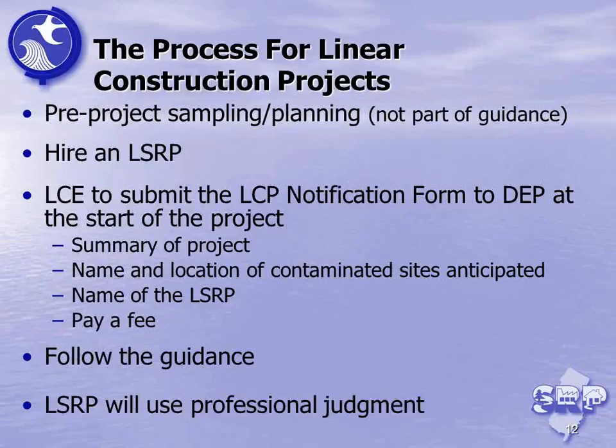Next. The process for linear construction projects has a pre-project sampling and planning part. The guidance only handles this in a very small section. It was decided that most entities that do linear construction projects already have a process for doing this kind of work, so we don't need to tell them how to do it. It's part of their business. They know what they're doing.